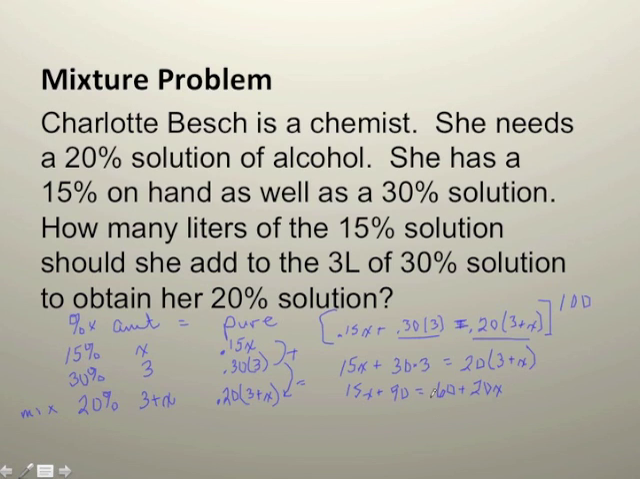If I subtract 60 from both sides, that would give me 30. And I subtract 15x from each side, that will give me 5x. And I found out that x equals 6. So I need 6 liters of the 15% solution. And that would be my answer.